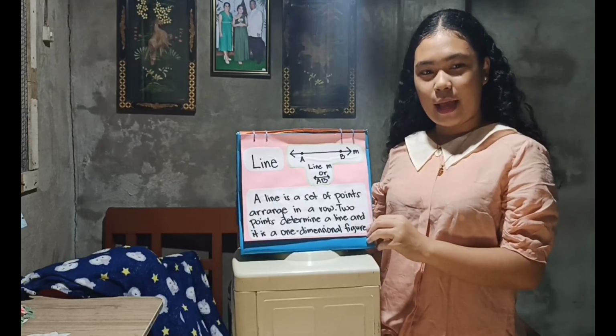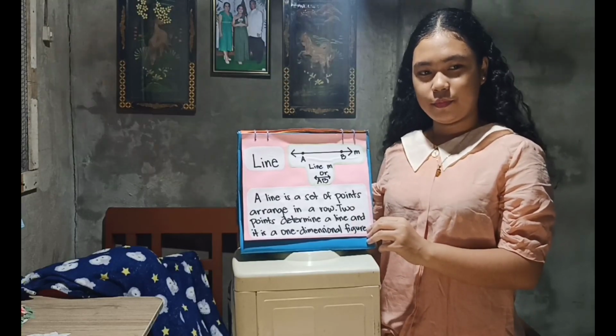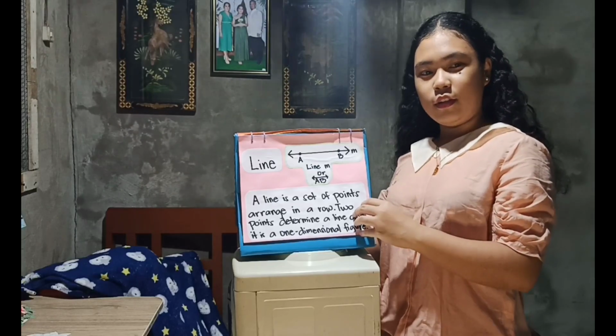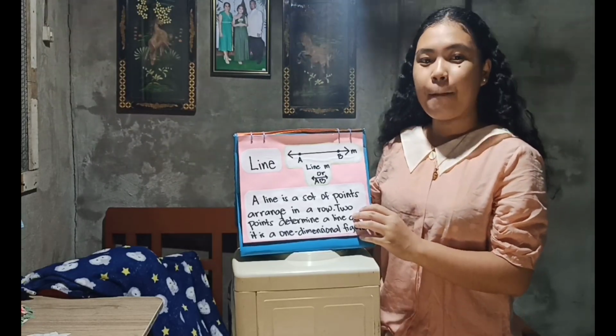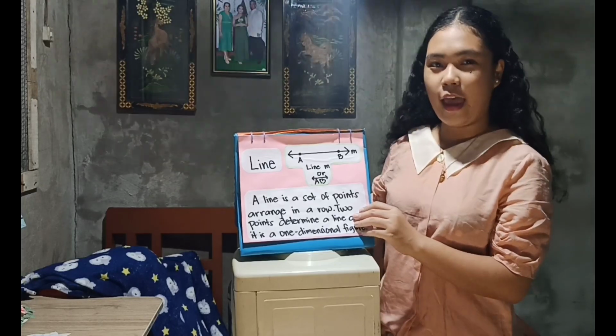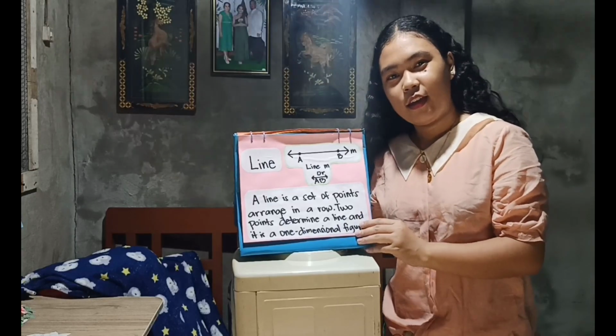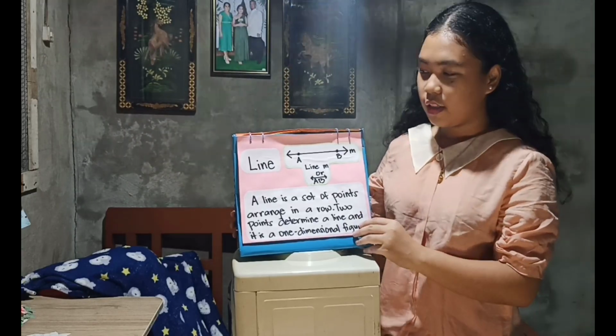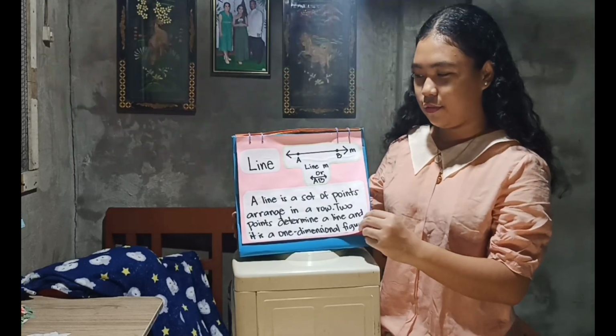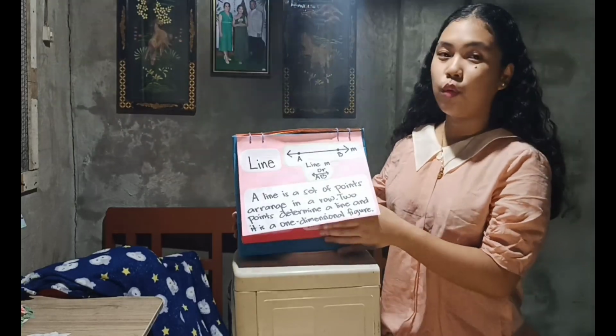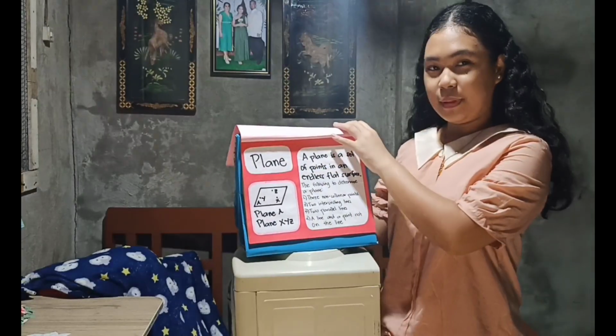What are the examples of a line? Okay, very good, a sheet of paper. Any other hand? A fence. Okay, a track. Those are the examples of a line. The third one is plane.